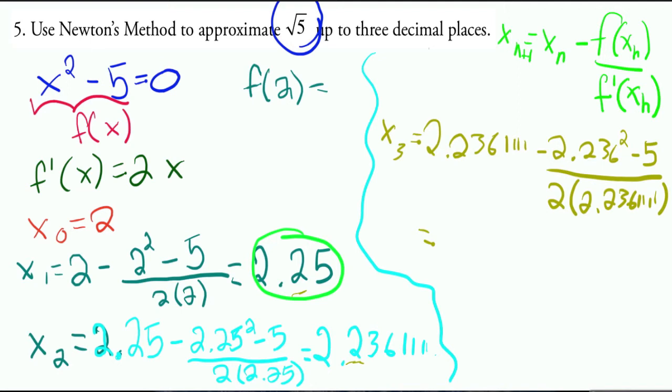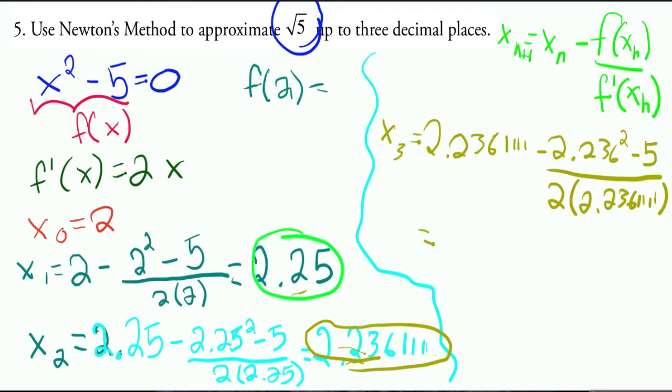So let's see what that equals. And then on your calculator, you can just use the ANS button to use the number from the previous answer, so that way you'll always have the entire number.